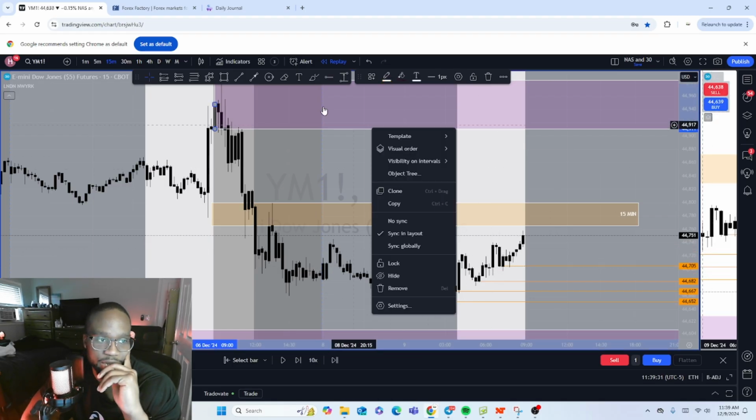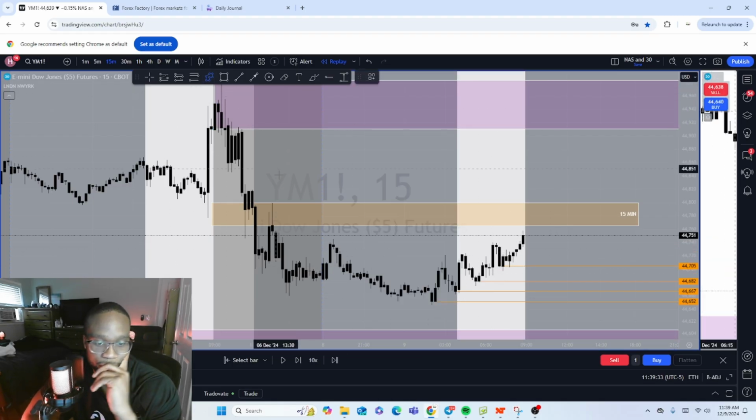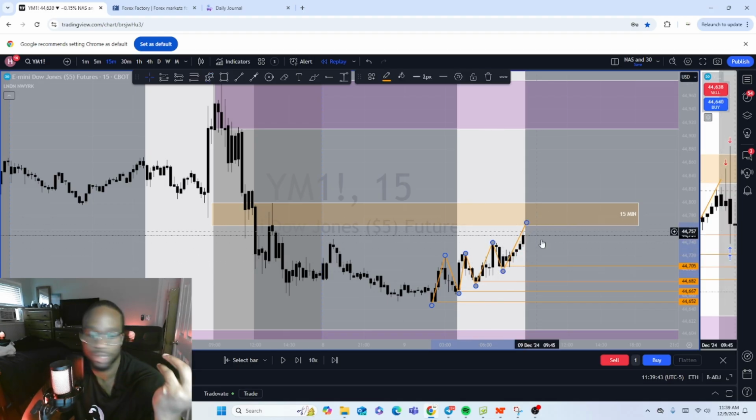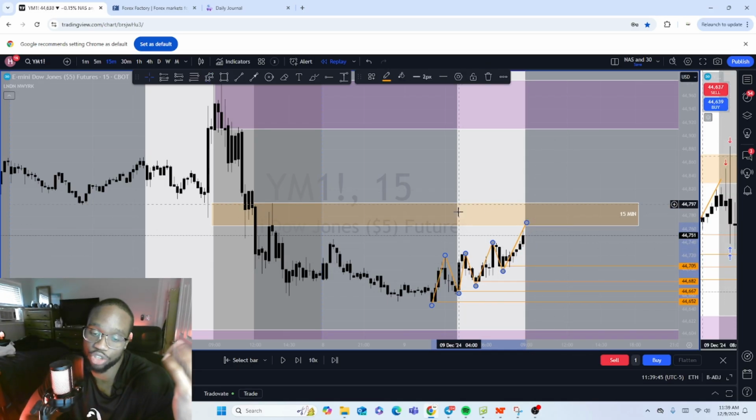So what these structure areas are, like I just drew it, is when we made this low, we came here, made a high, made a low, made a new high, made a low, made a new high, made a low, made a new high. It's just structure. I'm just drawing the lows.